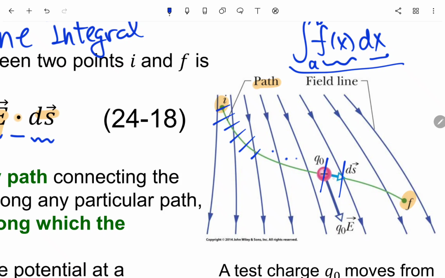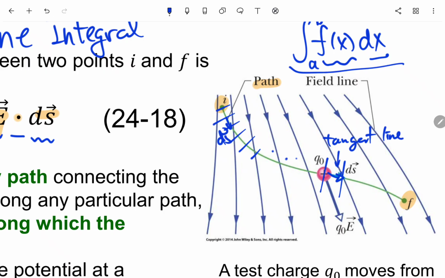So this is a vector. ds is a vector, so the direction is actually the tangent line, following the tangent line at this point. But a tangent line has two directions, so the direction follows the direction from I to F. So ds is pointing from I to F, slightly to the right side.